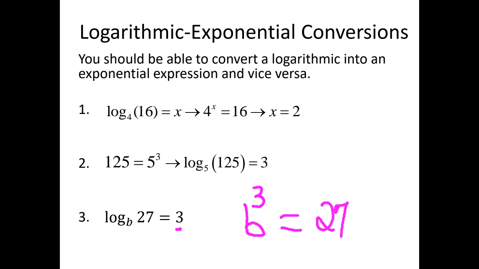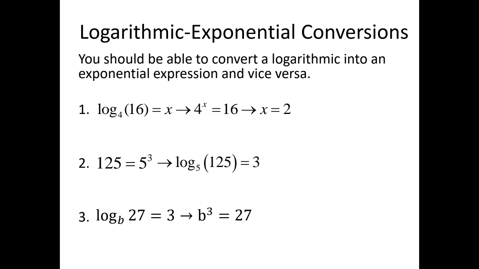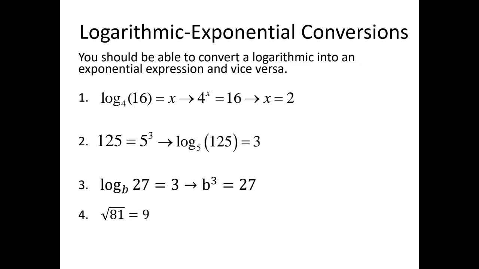So let's try this one. So we have the square root of 81 is equal to 9. So when we first look at this, it looks like we don't even have any exponents and we don't have a log. So whenever you see square roots, you want to rewrite them. The square root of 81 is the same as 81 raised to the power of a half, and that's equal to 9. So in this chapter, anytime you see a square root, you're going to rewrite it as an exponent of a half.